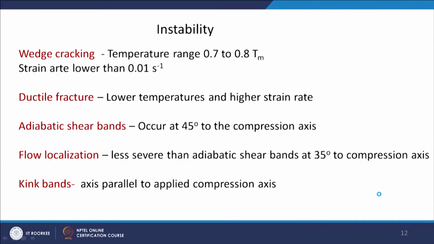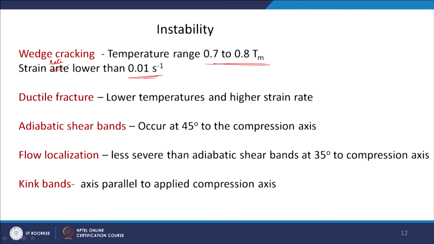Instability regions, wedge cracking. Already we have seen in the Raj map what we mean by wedge cracking. Temperature range is of course high here, strain rate range is low. So, it is basically very high temperature and very low strain rate, where you have superplastic kind of deformation, and usually there you can see this kind of wedge cracking. Ductile fracture of course will occur at even lower temperature and higher strain rates. So, usually that should not be our concern in hot deformation.